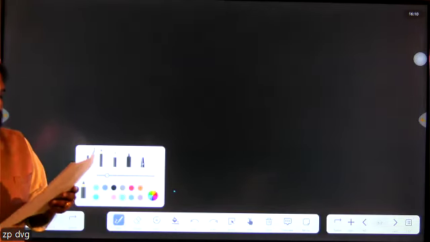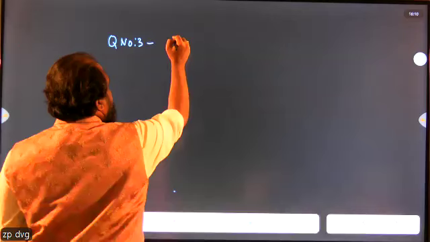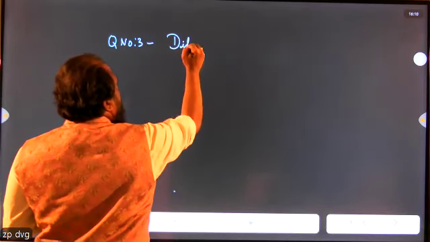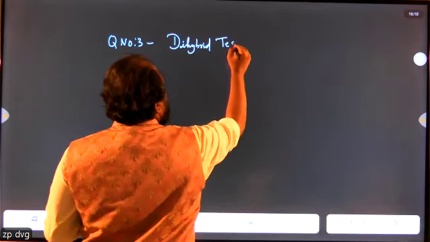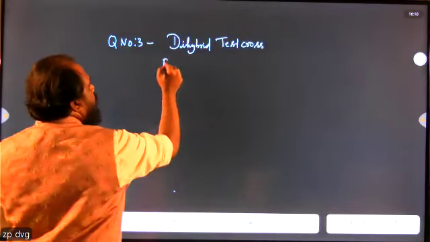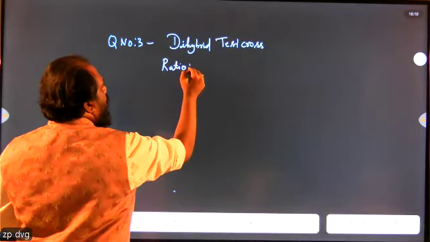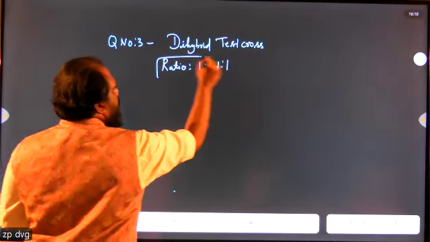Question number 3. A dihybrid test cross yielding a result of 1:1:1:1 ratio is an indicator of. Now listen carefully. For question number 3, what is the keyword here in the question? The keyword in the question is dihybrid test cross. What is the ratio they got? The ratio they got is 1:1:1:1.